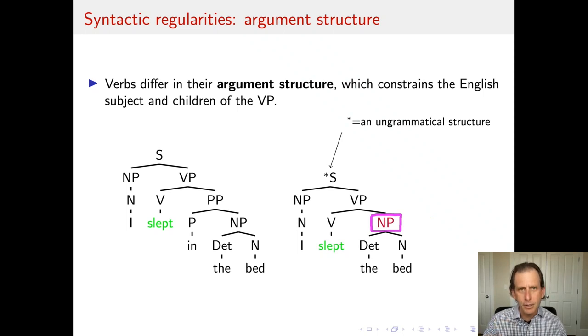And notice that that is, once again, a generalization that is stated in terms of the hierarchical structure of the sentence, not in terms of specific words. And that hierarchical structure is given to us by the grammatical description. So that's, once again, illustrating the power of these context-free grammatical descriptions. Okay. And so we might say that sleep requires that there is no direct object for it.